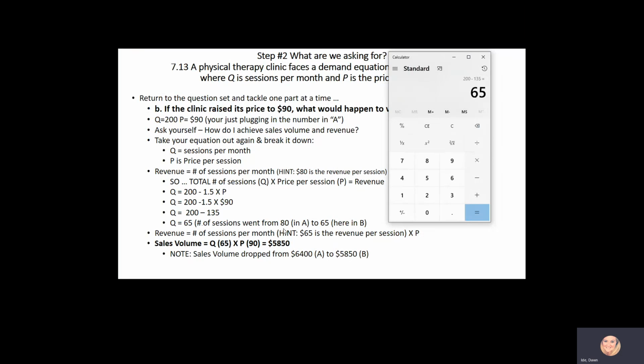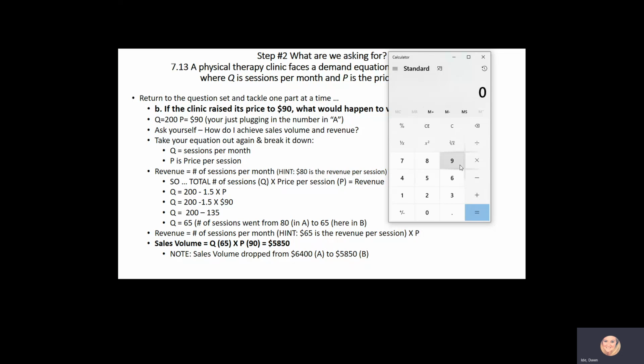Revenue equals the number of sessions per month times P. So you have 65 is the quantity. Okay, so sales volume equals Q times P. All right, so we have 65, which is the amount of sessions we have per month now. They dropped, right? And the price is $90. So although you're charging $10 more, you lost a lot of customers. So what does that mean? It means that your sales volume dropped to 5,850. It was $6,400, and now it's 5,850.